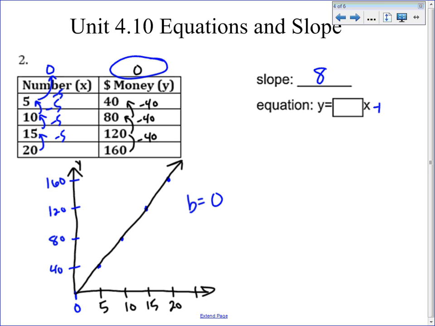And so again, just like the last example, we're going to be adding 0 to this, because y equals mx plus b, and we know b is 0. Our m is 8. We can simplify this, and y equals 8x.